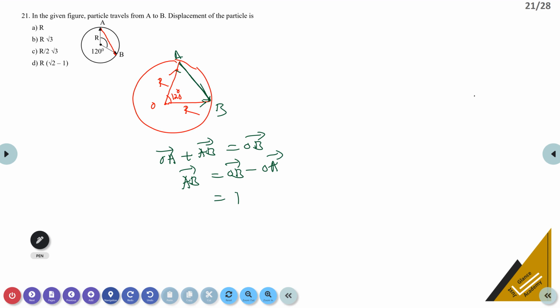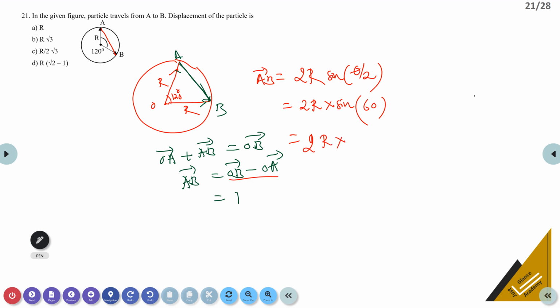Then I told you a simple formula. In this case, for subtraction of two vectors, the magnitude is 2r into sine of theta by 2. This is the AB bar. AB bar equal to 2r into sine of theta by 2, which is 120 by 2, equal to 60. This is equal to 2r into root 3 by 2. This 2 gets cancelled. Then what you are getting? r into root 3. So this is the right choice.